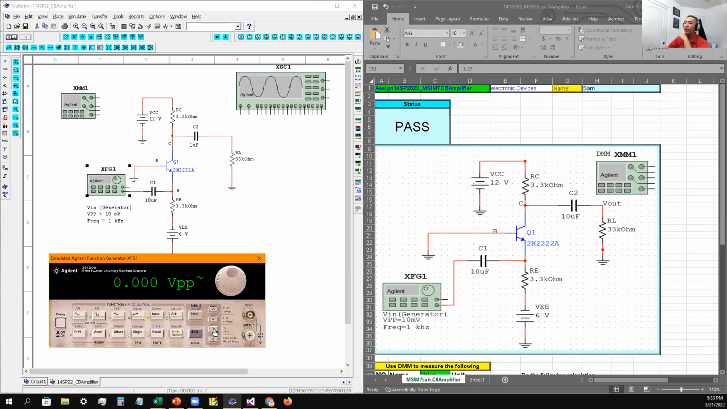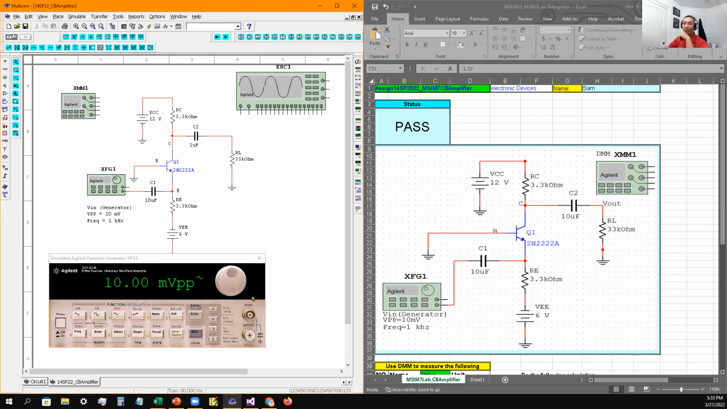I can move that 1, 2, and that would be around 10 millivolt, or 0.01 volt peak to peak. So now I press 1 on my keyboard, and it changed to 10 millivolt. Okay, cool. So that's how you set it up.